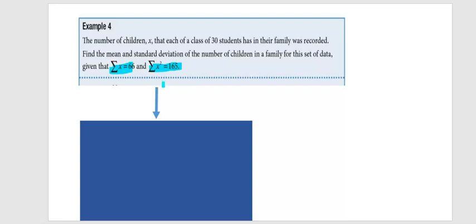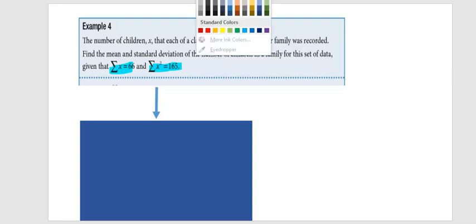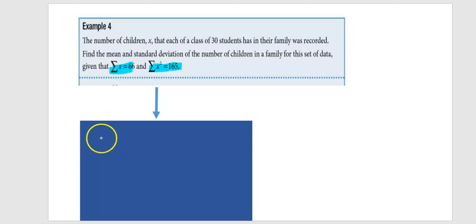Right, so this is given. So the mean therefore is going to be, let's take a brighter color, 66 divided by 30 because it is 30 students. So that gives us 2.2.